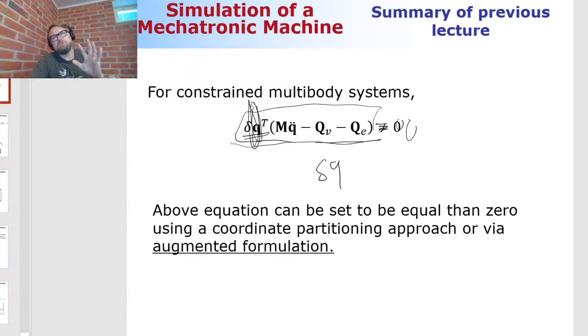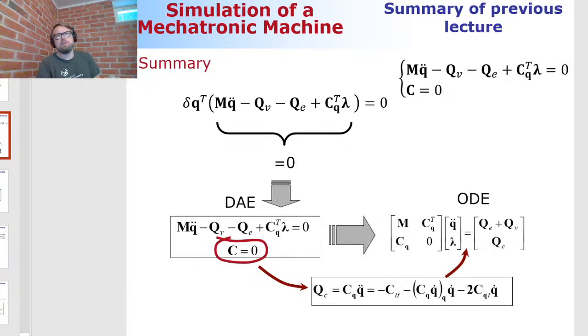We have basically two ways to solve this problem. We can either substitute the constraints inside the equation, which is one possibility, or we can add the constraints to the original equation with the help of Lagrange multipliers. And that's exactly what we are following here. This is called the augmented formulation: we are adding constraints to the original equation. So how does that work?